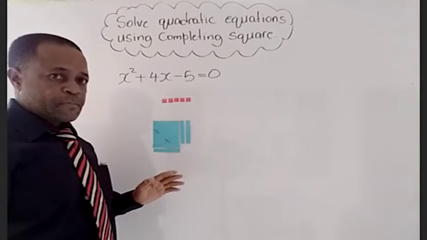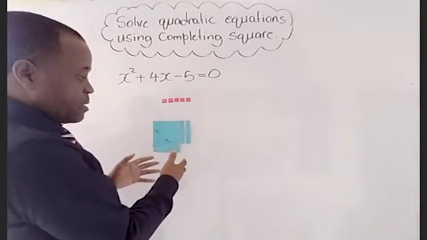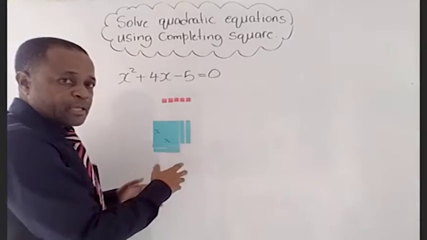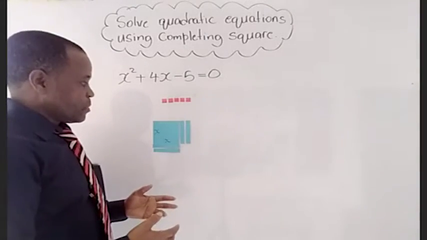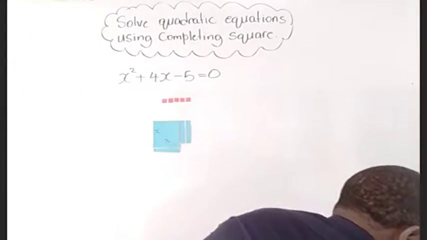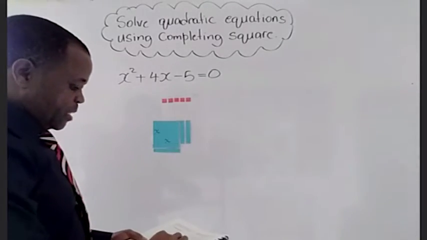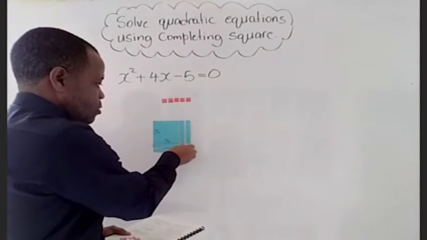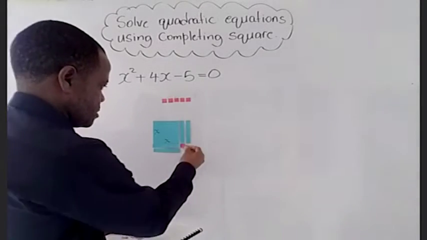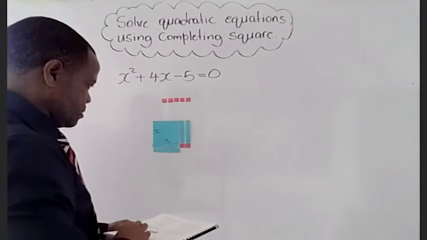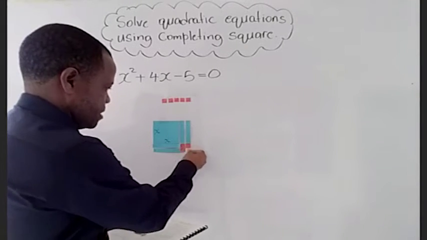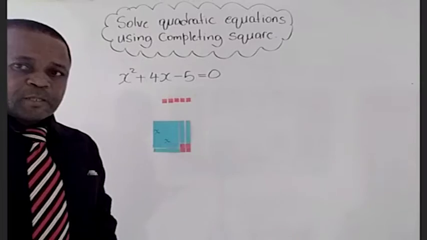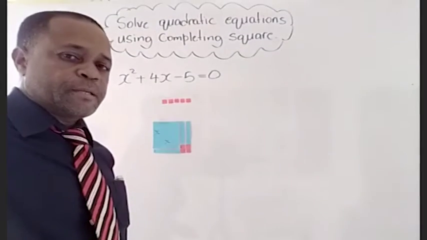But as it is there, we still haven't gotten our square just yet, because if you notice, this part here needs something in order to complete the square. We need to place some unit squares in there. How many unit squares would you need here? That would be 1, 2, 3, and that now makes 4 unit squares in there.